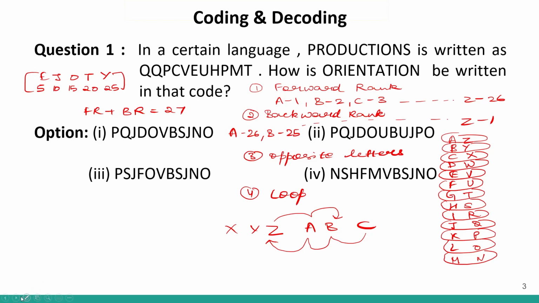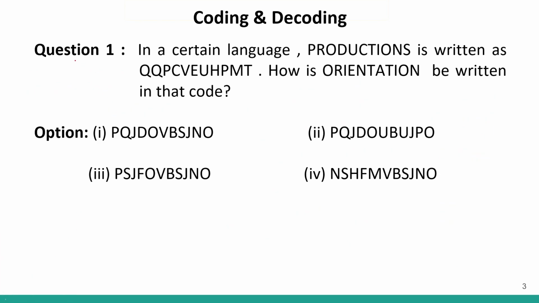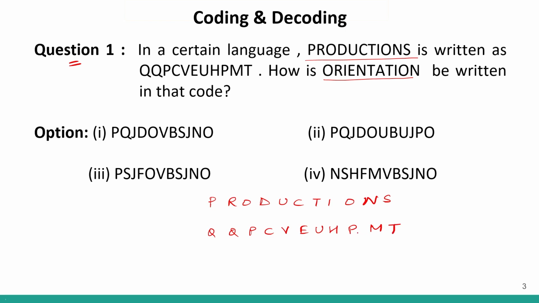So let us start with question number 1. Question number 1 says, in a certain language, PRODUCTIONS is written as this. We have to find out how ORIENTATION will be written in that particular code language. Whenever you get a question like this, we write the word, which is PRODUCTIONS, and just beneath this, we will write the code, which is QQPCVEUHPMT.